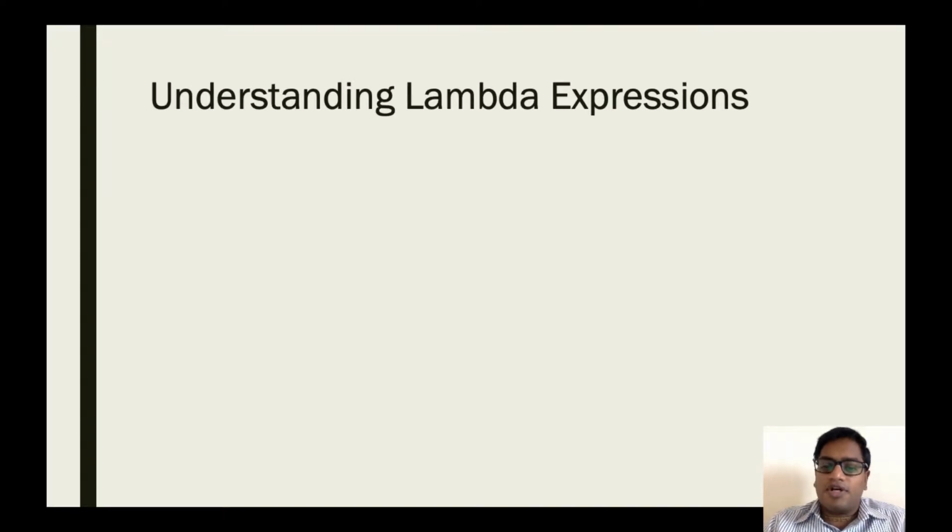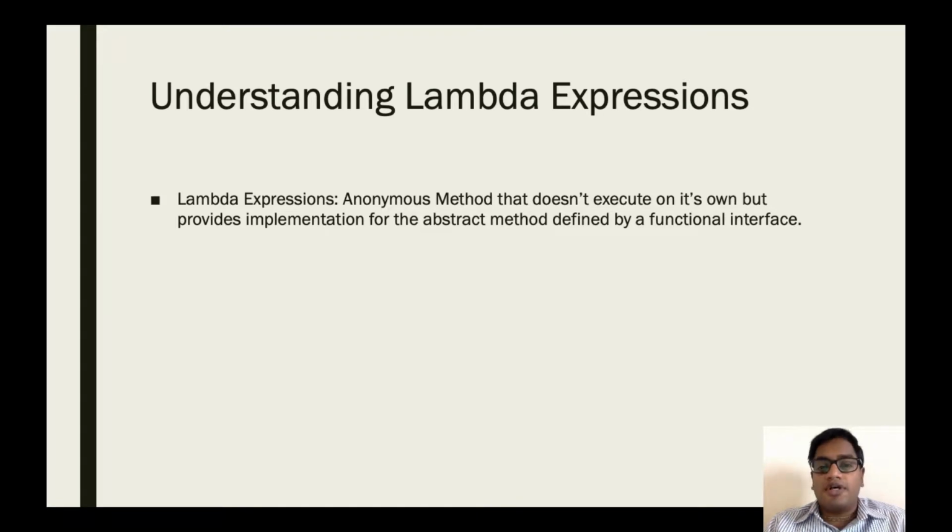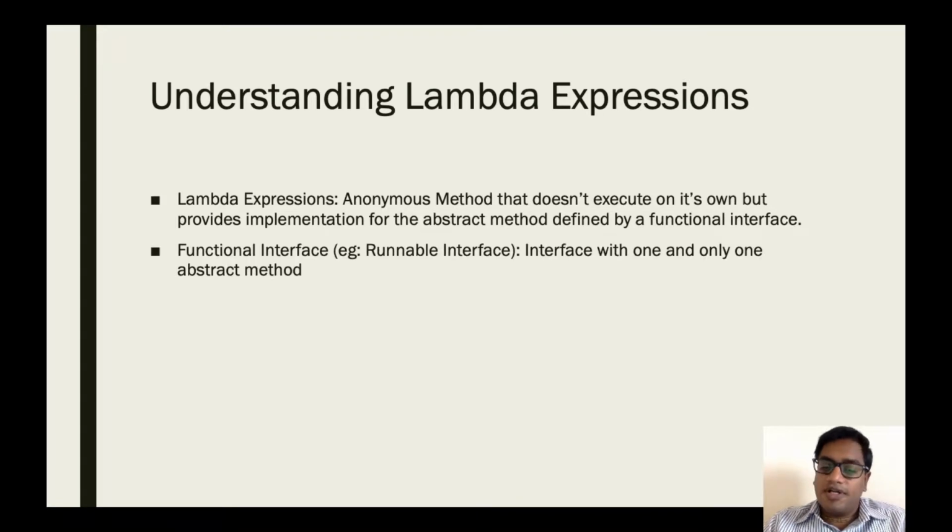Now let's try to understand what lambda expression is. In order to understand lambda expression, there are two key constructs associated with it. One is the lambda expression itself and the other one is the functional interface. Let's define each term one by one. Lambda expression is essentially an anonymous method, but this method does not execute on its own but provides implementation for the abstract method of a functional interface. Hence, lambda expression results in an anonymous class and it is commonly referred to as closures.